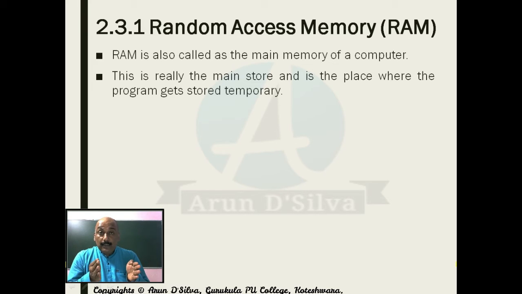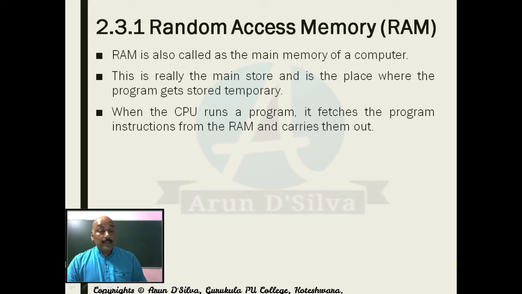As soon as the system gets switched on, the instructions and commands for the actions to be performed will be set in the RAM. And as the CPU asks for the next instruction, the RAM supplies it to the CPU. So when the CPU runs a program, it fetches the program instructions from RAM and carries them out, supplying them one by one.